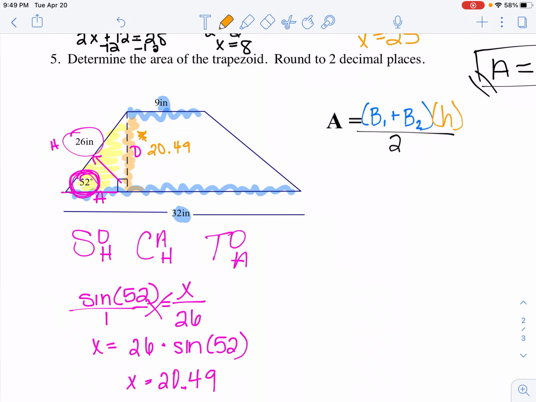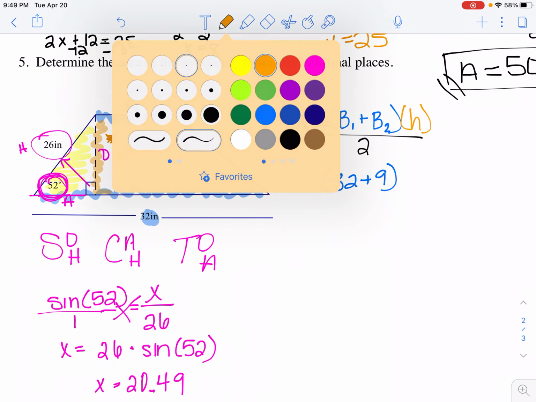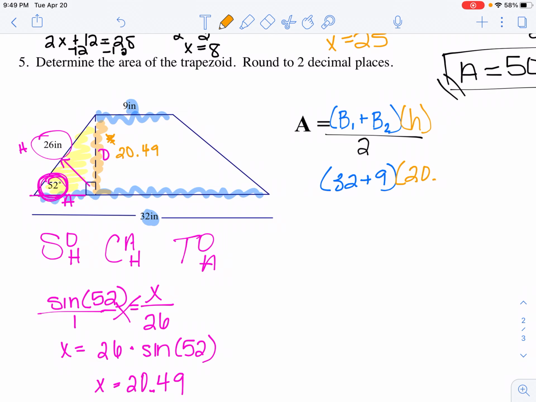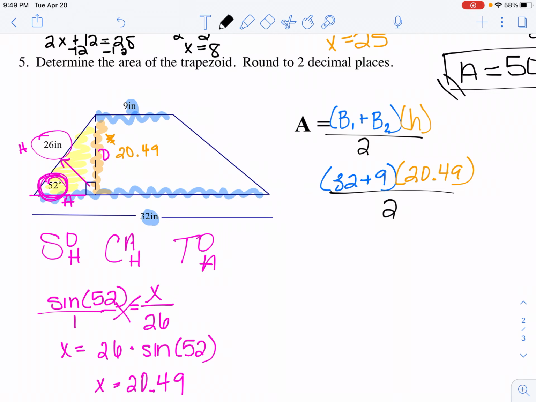Okay, you guys know the bases, you know the height. Go ahead, pause the video, take a minute to substitute in and check against my work. All right, so my bases are 32 plus 9 times my height, which is 20.49, divided by 2 will equal the area. Please remember to first do that 32 plus 9, and that's 41, times 20.49 divided by 2.